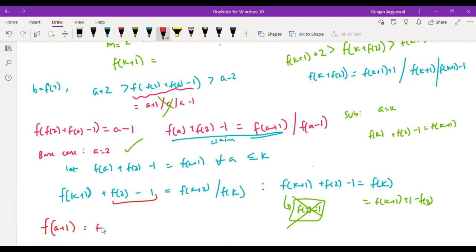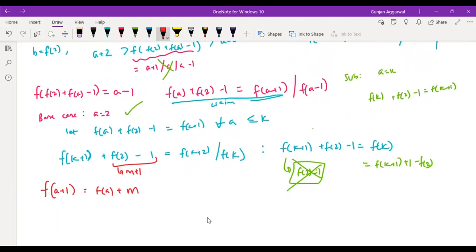We can just substitute now because this is the common difference. This is proof that it is a linear function. Exactly, and then we can substitute things easily. But here we have that claim: f of a plus f of 2 minus 1 is equal to f of a plus 1, right?